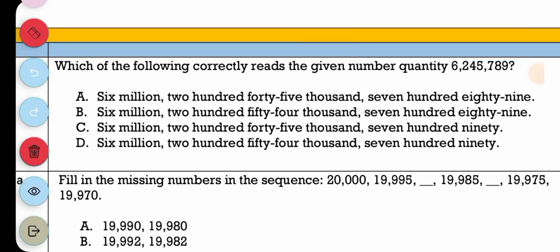Question 1. Which of the following correctly reads the given number quantity? So this is 6,245,789. The answer is A.